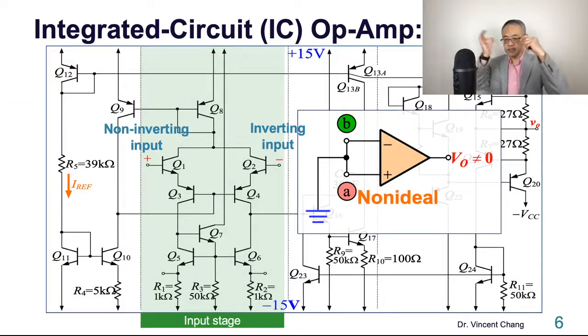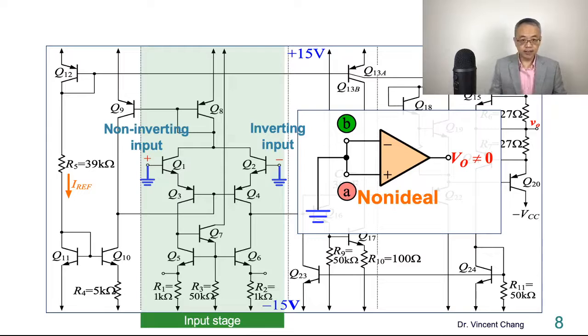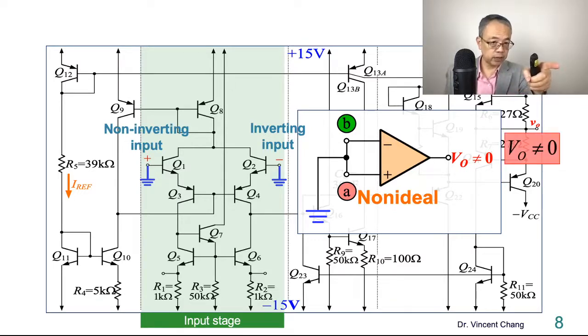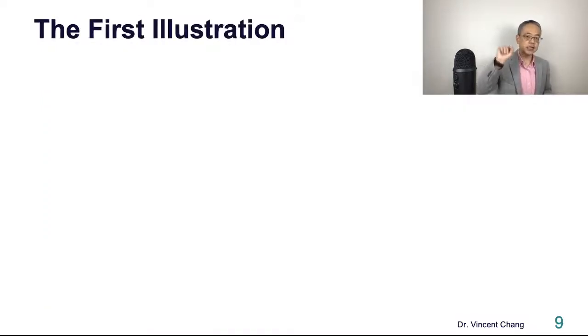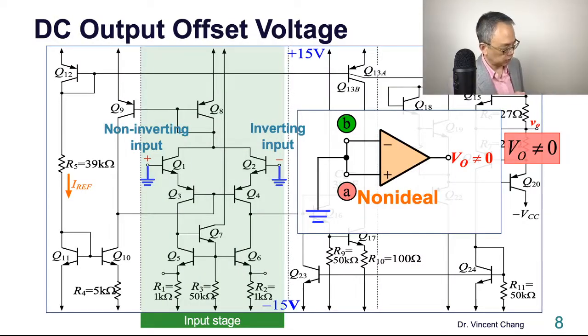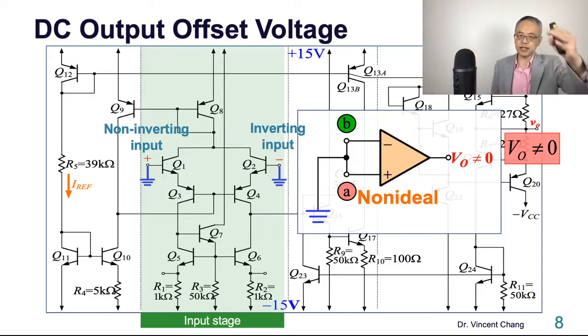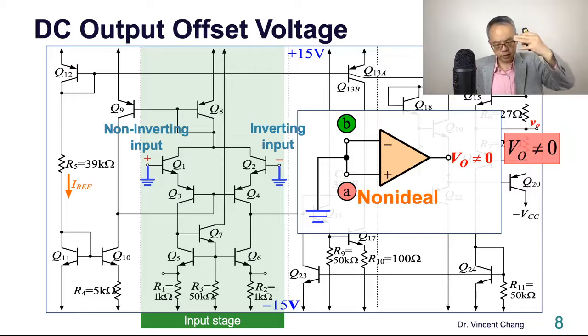Because of these two reasons, when you connect these two input terminals to DC ground again, the output voltage, look at the right-hand side, will not be zero. The output voltage will not be zero. This kind of output voltage is called the DC output offset voltage. So the first part of this lecture, I wanted to introduce the reason for the offset voltage.